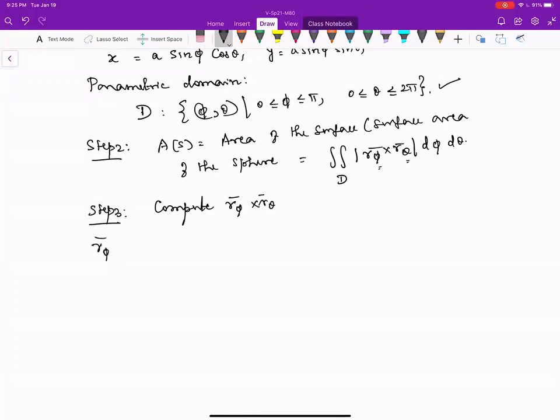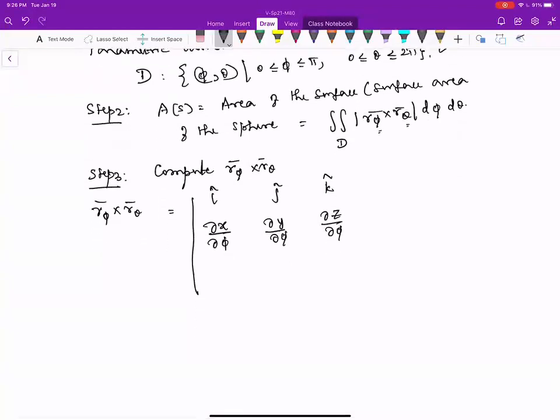So r_phi cross r_theta is equal to the determinant with rows i, j, k, then x with respect to phi, y with respect to phi, z with respect to phi, the partial derivatives with respect to phi. Then the second row will be the components for theta, all partial derivatives with respect to theta.